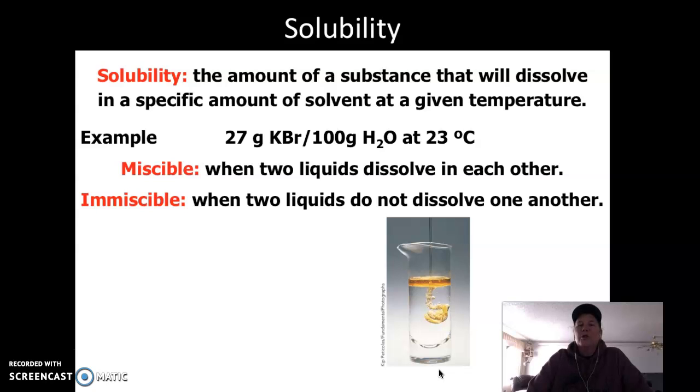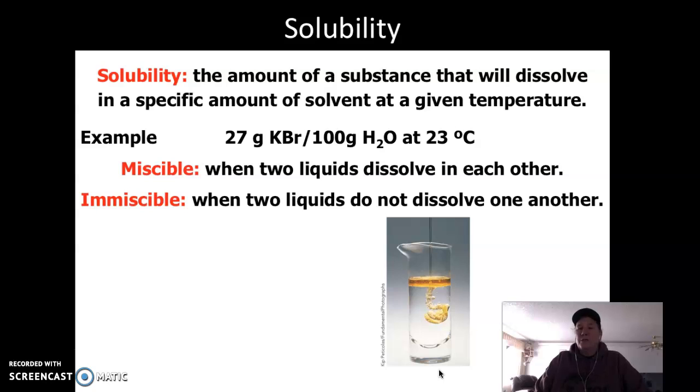Okay, there's a term that you use when you're mixing two liquids together. It's kind of like soluble and insoluble, but for liquids specifically. If you take two liquids and mix them together, like if you mix alcohol and water, you can mix them and mix them and mix them.